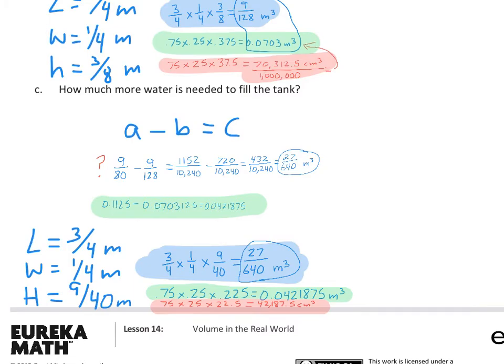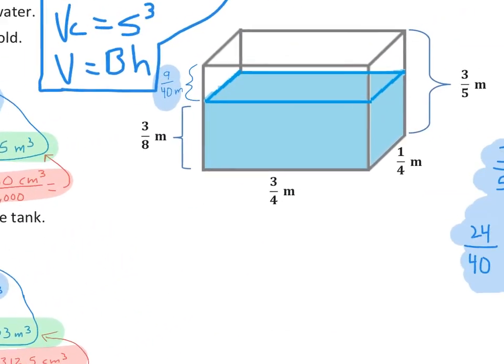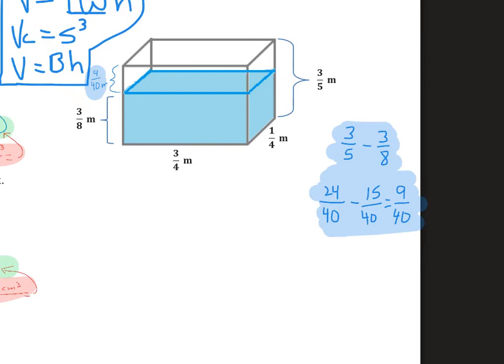So this way is where we just find the height of the space that's missing. This area right up here, and then we just do length times width times height. So how do you find this space? Well, you have to take the total 3/5 and subtract the water 3/8, and you find the leftover height. And so to do that, I did that right over here.